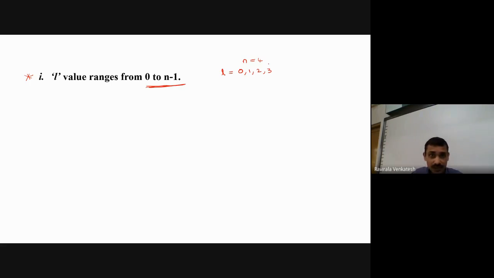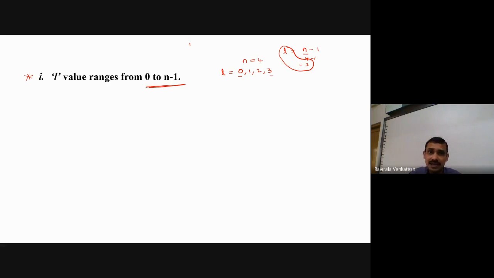Okay, 4 L values. But start from where? 0 to 3. Why? Because L value is always equal to n minus 1. So substitute here n as 4. 4 minus 1, 3. So L values we get up to 3, starting from 0. 0 to 3 we get.